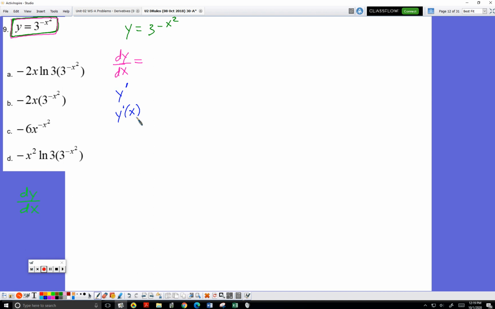I can't use f yet unless I tell the grader that I'm going to declare this function to be f. So if I declare to the grader that I'm going to call this function f, now I can say I'm looking for f prime.